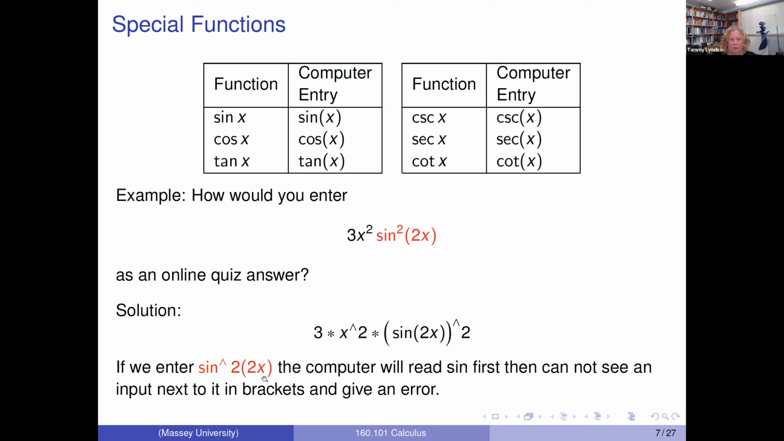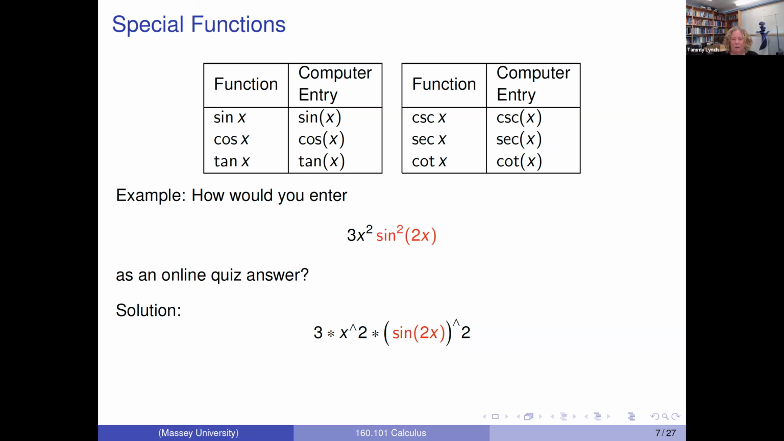So sine hat 2x will definitely give you an error because your computer is reading the sine first, and then it cannot see right next to the sine what the input is into the sine. It wants to see something inside of brackets, but it doesn't see it, so it gives an error. So instead, I need to say that what we're doing is we're taking the sine of 2x, and then I am squaring that. So the sine next to it is 2x, which is the input into the sine, and then I take all of that and I square it. So I've got brackets around all of that, and I'm raising it to the power of 2.